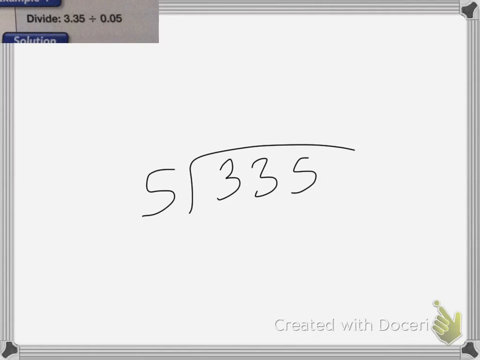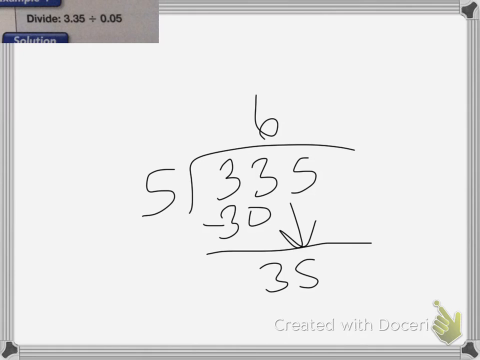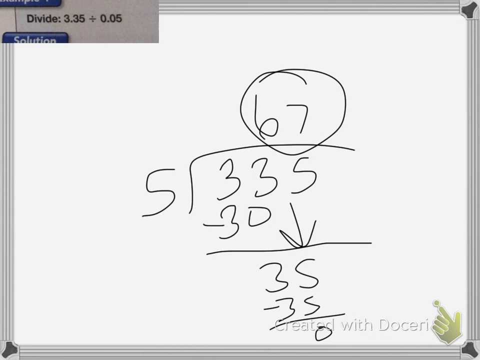Okay, so now I divide. 5 goes into 33 6 times. That's 30. 3 left over, bring down the 5. 5 goes into 35 7 times, which is 35. So my answer is 67.